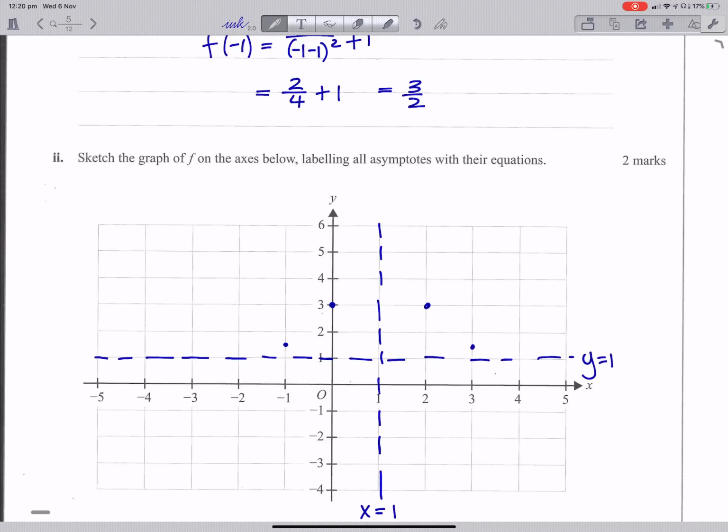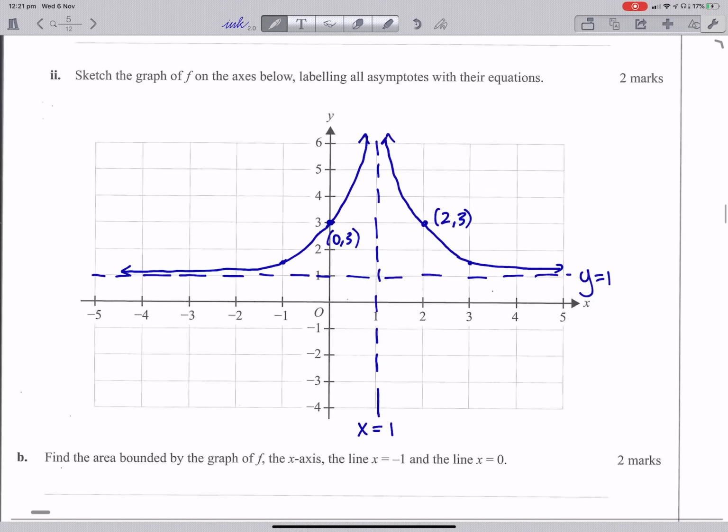Okay, so now it's going to look something like this. Go up. It's going to approach that. 0, 3. It's got to be symmetric. So this should look the same. I don't know what this iPad's playing up for lately. Might be time to get a new one. We don't have to put this on, but I'm just doing it for my own sake.